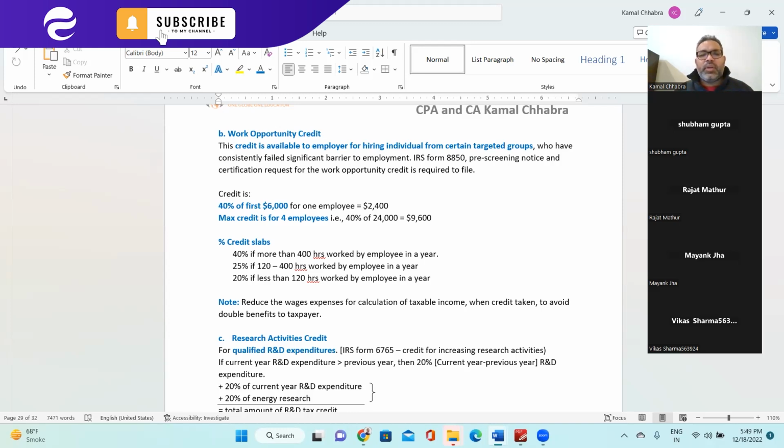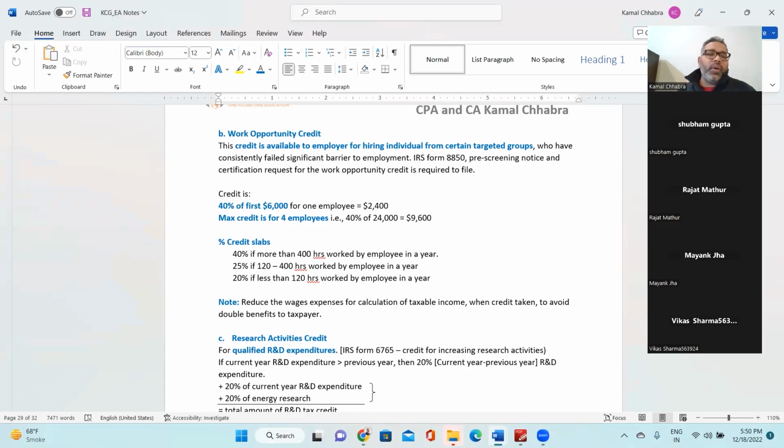So this slab you need to remember. If an employee has worked for more than 400 hours, so normally in a month we consider 160 hours, right? If I do simple math, if an employee has worked for 2.5 years in a month, then you will be getting a 40% credit per employee, right? And if the employee is working with you for, let's say, 1 month to 2 months, then 25%.